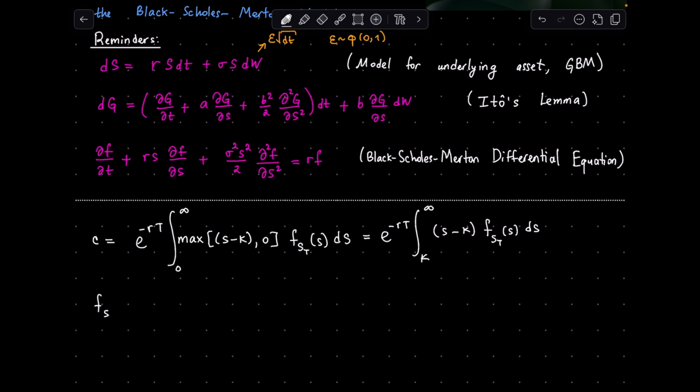Alright, so how does the PDF look like? Well, we know that in the Black-Scholes-Merton model, the stock prices are log-normally distributed. Let's say the function g is ln S. Then dg can be obtained using Ito's lemma. We simply evaluate the needed partial derivatives and plug into Ito's equation.